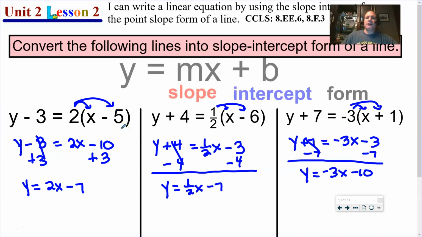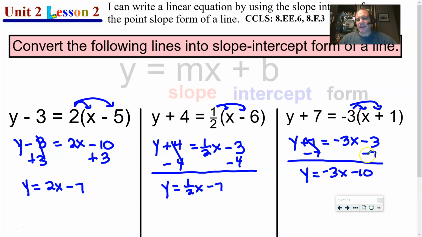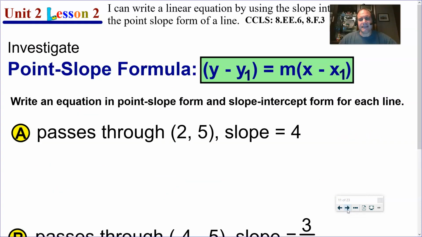So there you have it. You distribute the half, and a half times x, and a half times negative 6 is negative 3. You add 4 on both sides. You get slope-intercept form: y equals a half x minus 7. For the next one, you do the distributive property first. Get rid of those parentheses. So add 7 on both sides. You get y equals 3x minus 10.